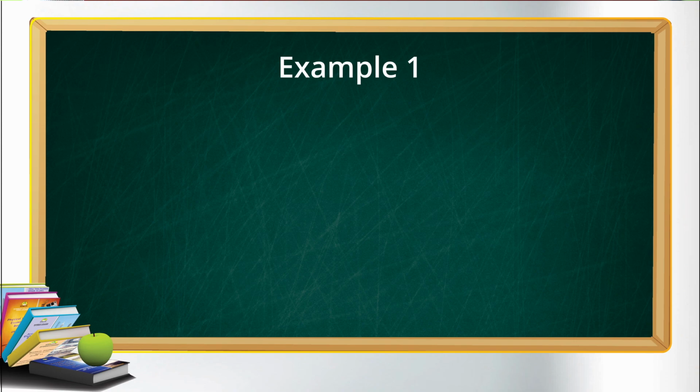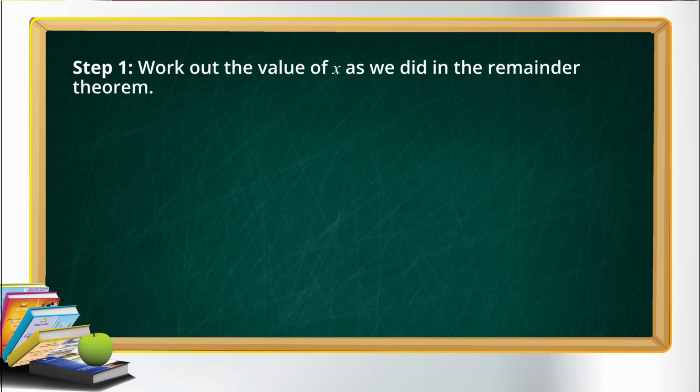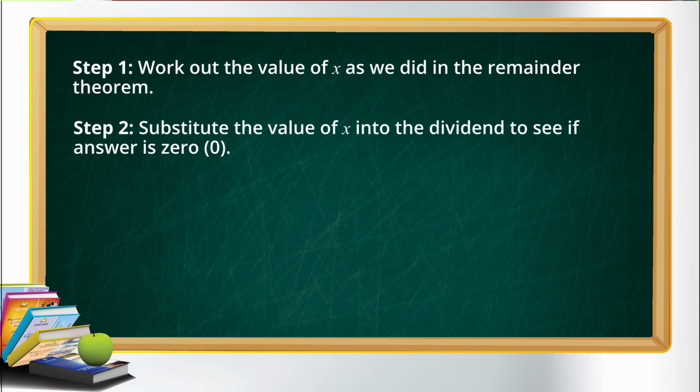Now I think we are ready for an example. This is the way they might ask the question. Determine whether x plus 2 is a factor of x cubed plus 3x squared plus 5x plus 6. Don't worry, we'll do it step by step together. First, we have to work out the value of x in the divisor by setting it equal to 0. Then we'll substitute the value into the dividend to see if the answer is 0.